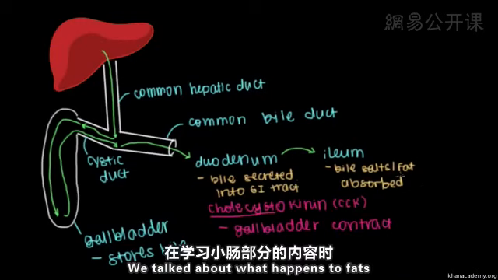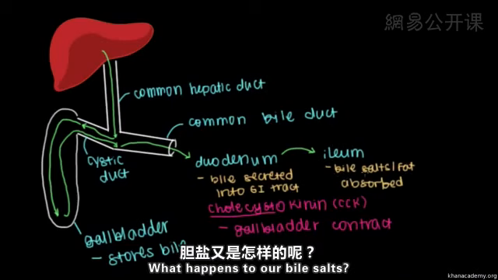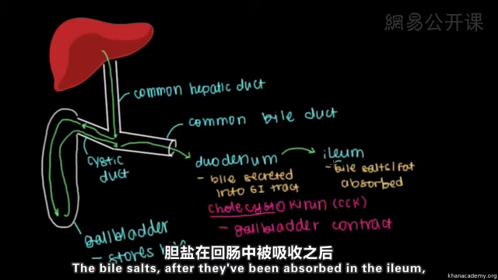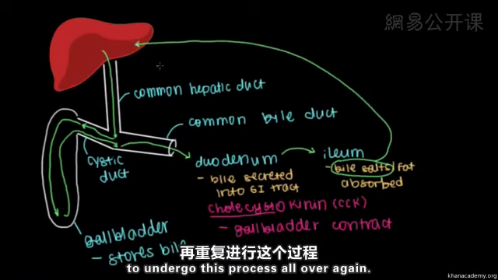Now, we talked about what happens to fats once they're absorbed in the ileum when we talked about the small intestine. But what happens to our bile salts? Well, the bile salts, after they've been absorbed in the ileum, are actually going to circulate right on back to the liver to undergo this process all over again.